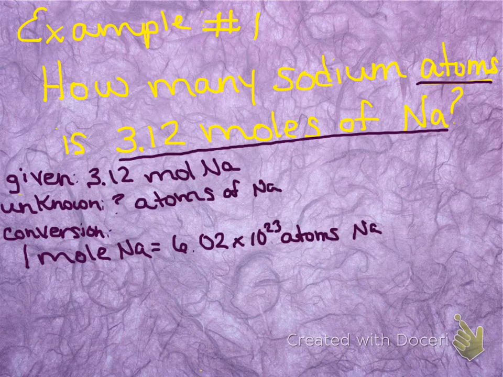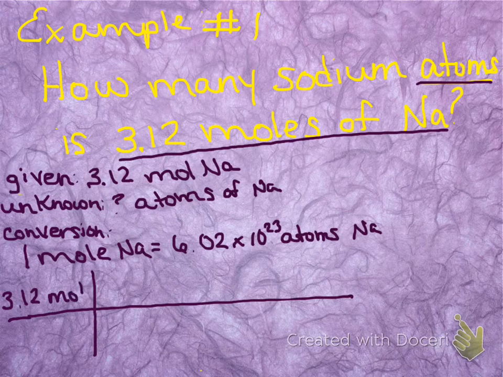Okay, so we're going to set this up in a truth table like this. We're going to start with our given. Our given is 3.12 moles of Na. All right.